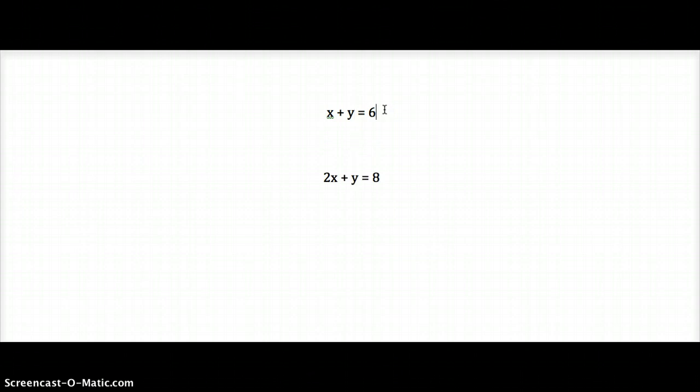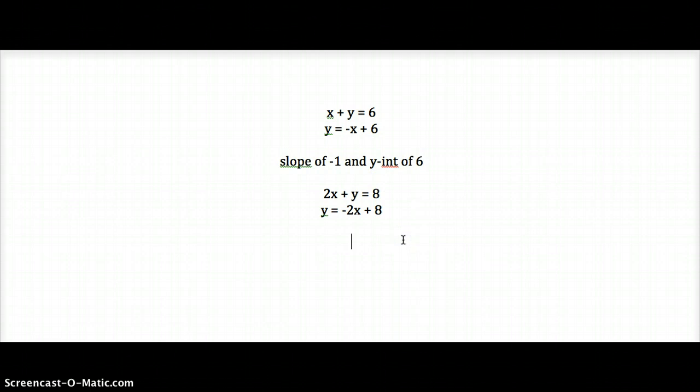So first thing we do is subtract x from both sides, and we get y equals negative x plus 6. All we did was subtract this x from both sides. Okay, we're going to graph that. And then down here, we subtract 2x from both sides and get y equals negative 2x plus 8. So for this one, we've got a slope of negative 1, which is negative 1 over 1, and a y-intercept of 6. And for this bottom one, we've got a slope of negative 2 and a y-intercept of 8.